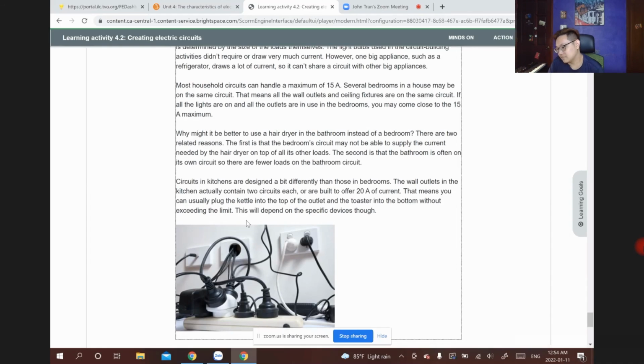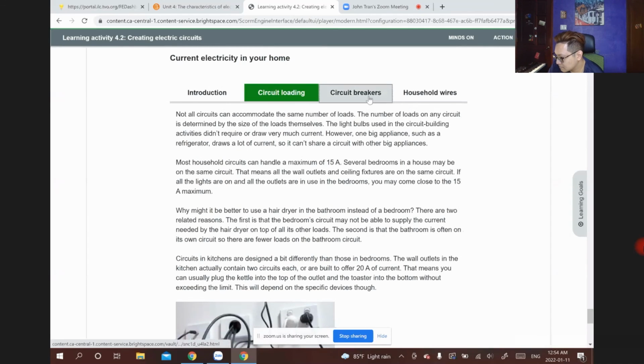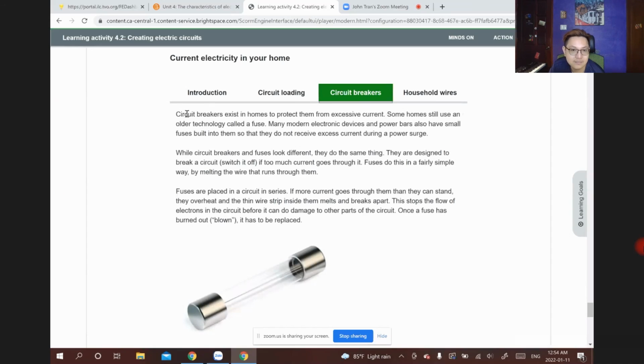Yeah, so, heating up. Circuit breaker. Yeah, here it is. Oh, there you go, circuit breaker.